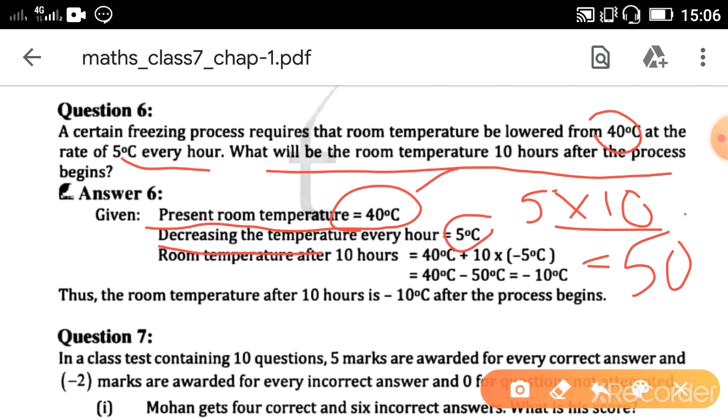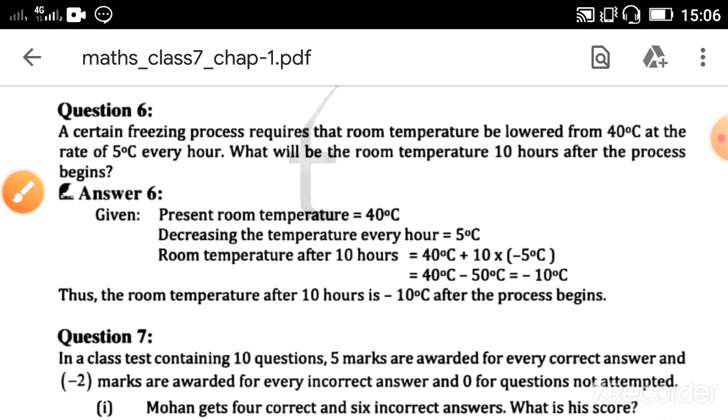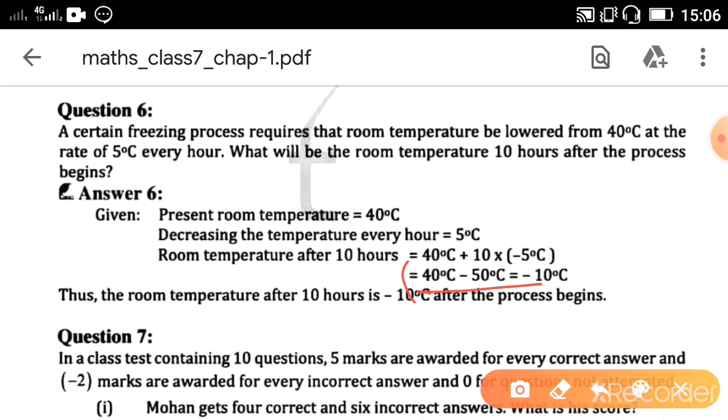And lowered means that the temperature decreased. So room temperature after 10 hours is equal to, decreased means you have to do subtraction, 40 minus 50 is equal to minus 10. Here which rule is used? One is a positive number, another one is negative. So when the signs of two integers are different, then you have to do subtraction. 50 minus 40 is equal to 10.